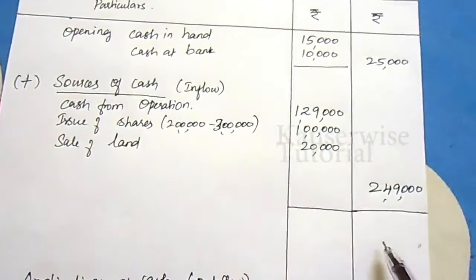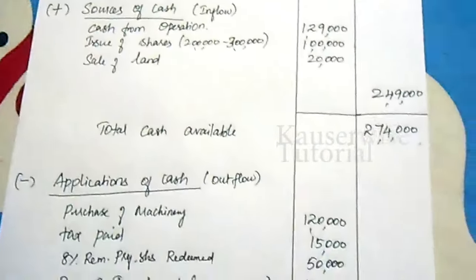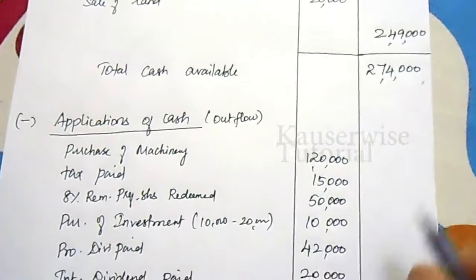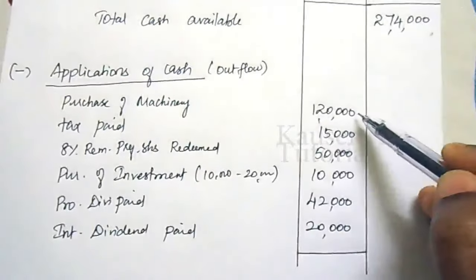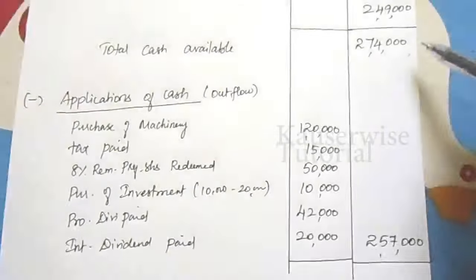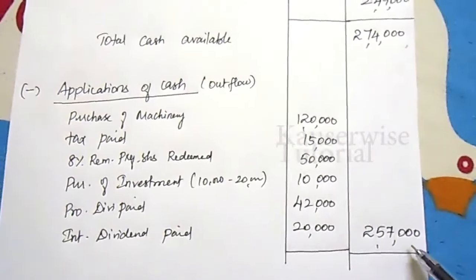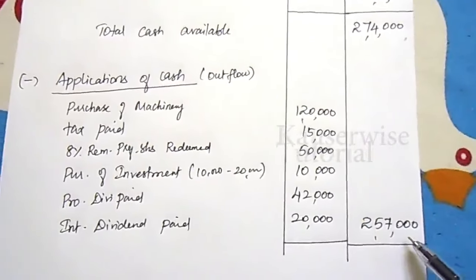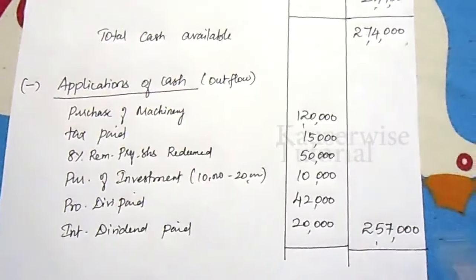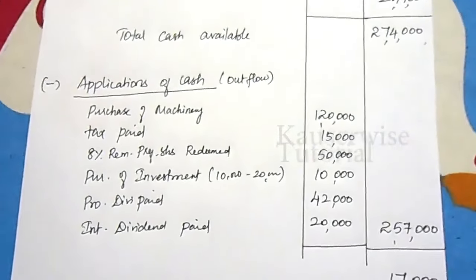So this is the total cash available. From this we have made this outflow of cash. These applications we have made out of 274. Now find the total for outflow of cash. How much? 2,57,000. Total cash available 274. Total payment made or total outflow of cash 257. What is the closing cash balance? 17,000. That is closing cash balance.